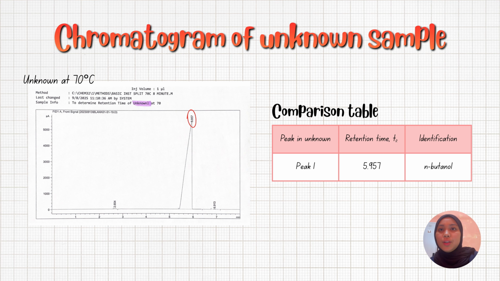Now I will discuss the chromatogram of the unknown sample. The chromatogram shows only one peak with a retention time of 5.957 minutes. When this value is compared with the retention time of the pure compounds, we can see that it is almost identical to the retention time of pure N-butanol, which is 5.955 minutes. The difference is only 0.002 minutes, which is very small and can be attributed to minor experimental error. Therefore, we can conclude that the unknown sample contains only one compound, which is N-butanol.